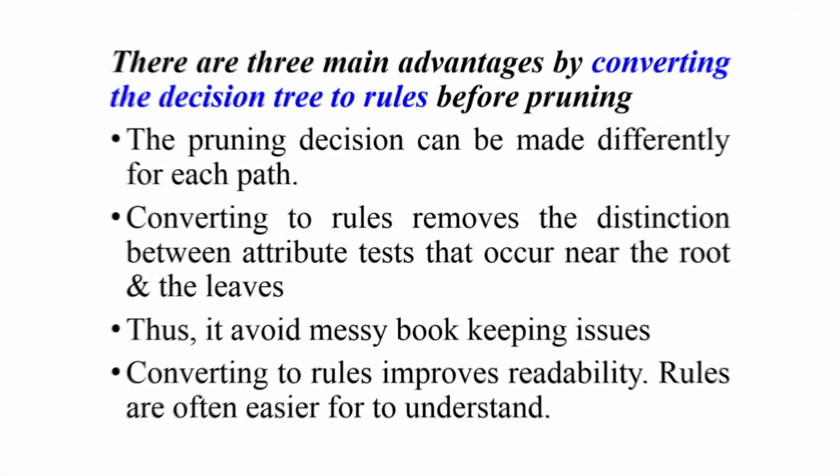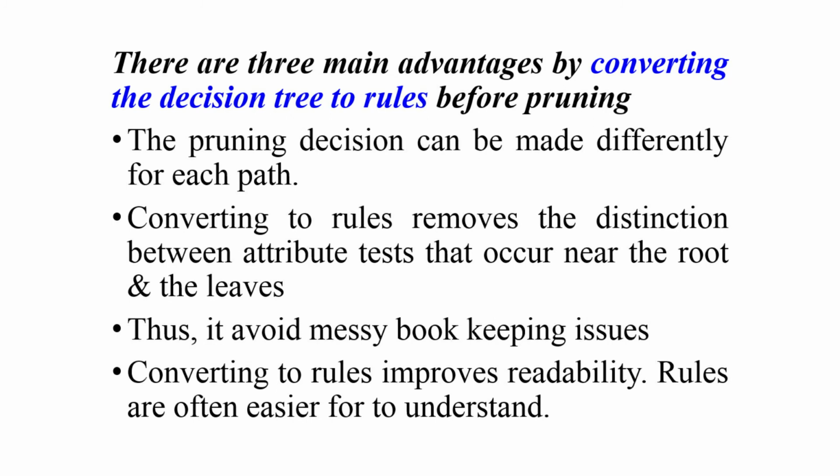There are three main advantages to converting the decision tree to rules before pruning. The pruning decision can be made differently for each path. By looking at the path, we may consider changing the attribute values to reach better efficiency. Converting to rules removes the distinction between the attribute tests that occur near the root and the leaves.